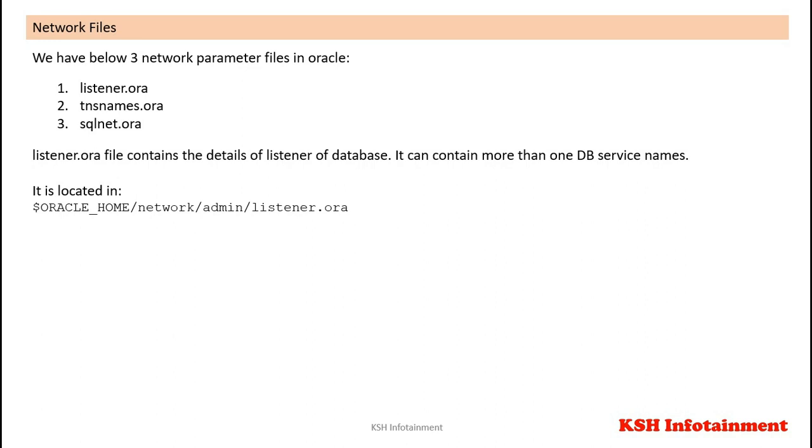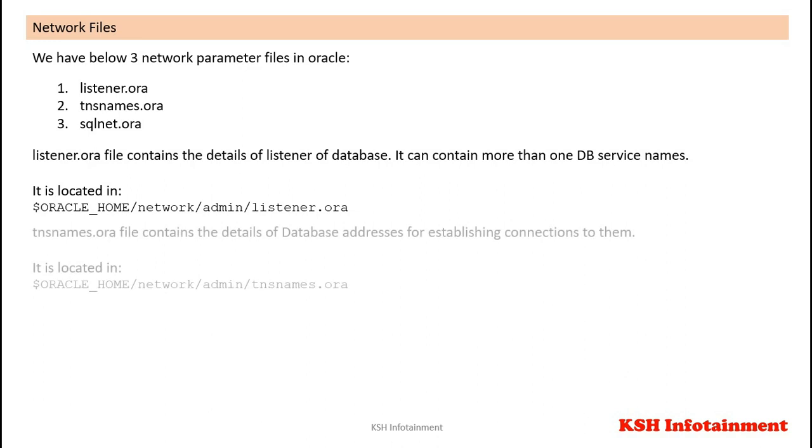Listener.ora file contains the details of the listener of the database. It can contain more than one DB service name. It is located in Oracle Home, Network, Admin, and then listener.ora. It is a text format file and it is in human readable format, so that we can easily open it and read or modify it.